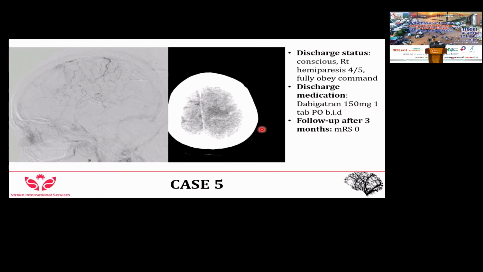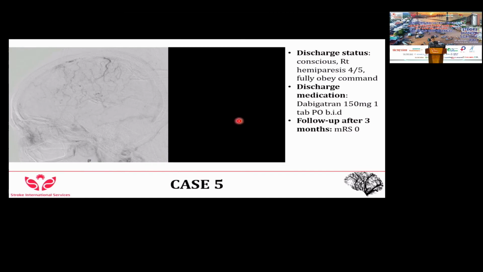there is just very mild hemorrhage on the MRCT 1 day later. And at discharge, the patient was still conscious, right hemiparesis 4/5, fully obeying commands. For medication, we used dabigatran 150 mg, 1 tab BID, and follow up after 3 months, the MRS is 0.